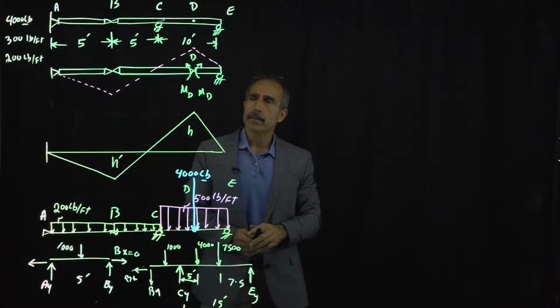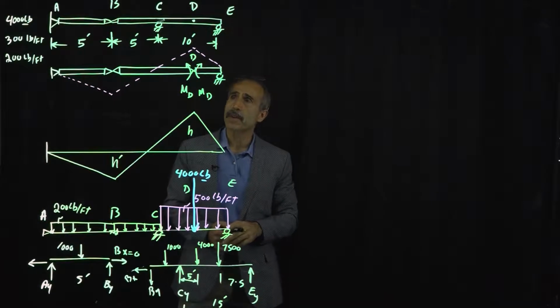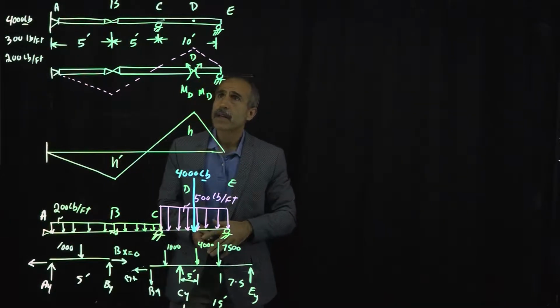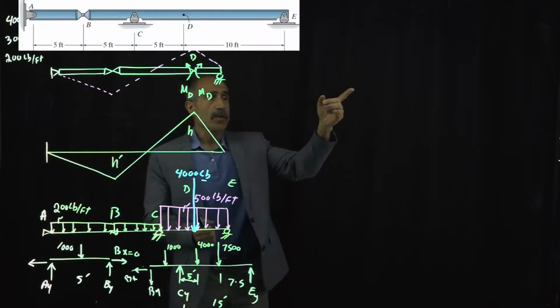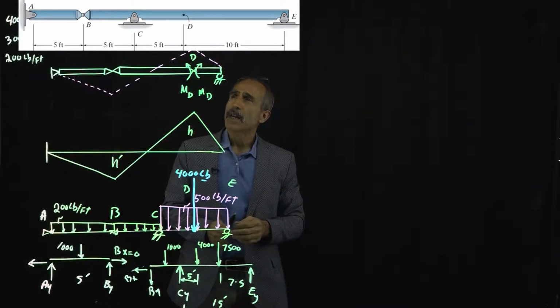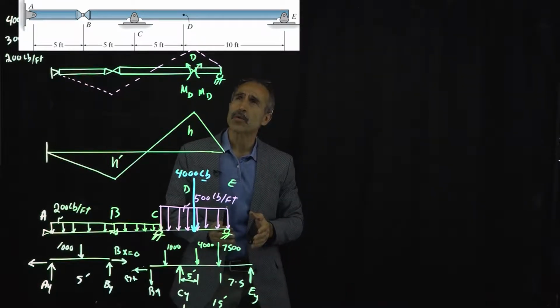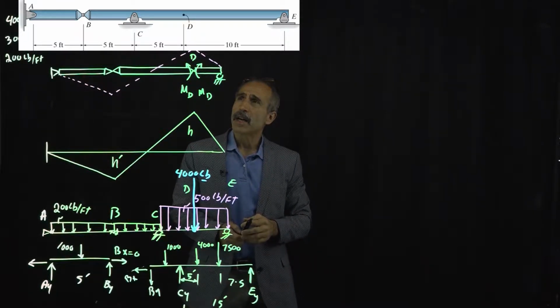Hello, welcome back. In this lecture, we're going to analyze the maximum moment that a beam can take. Take a look at the picture I'm going to post on the board. You see this beam is subjected to a moving load, a uniform load of 300 pounds per foot, and also a concentrated load of 4,000 pounds.